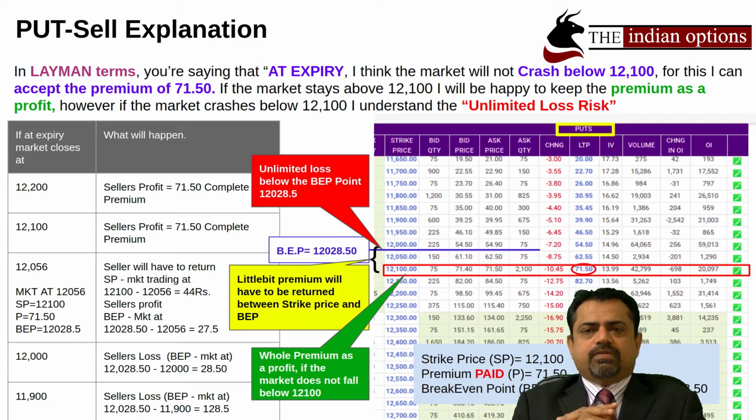Now, say for example, if the market closes at 12,056, this point is between the break-even point and the strike price that you have chosen.